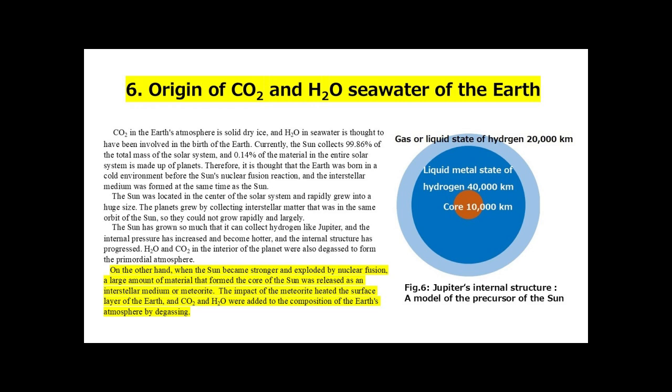On the other hand, when the Sun became stronger and exploded by nuclear fusion, a large amount of material that formed the core of the Sun was released as an interstellar medium or meteorite. The impact of the meteorite heated the surface layer of the Earth, and CO2 and H2O were added to the composition of the Earth's atmosphere by degassing.